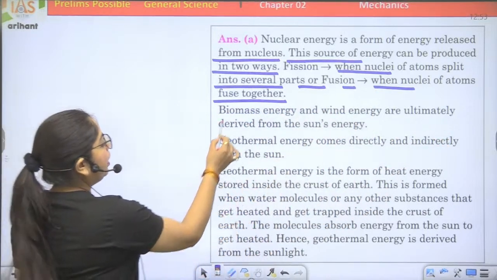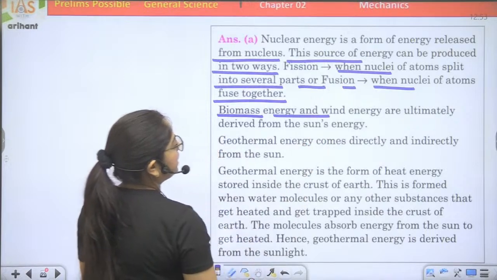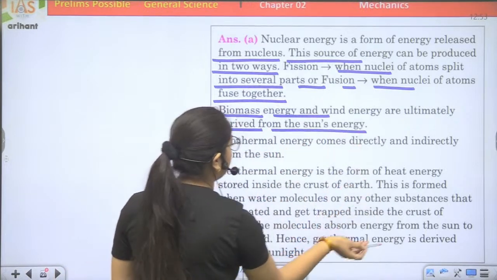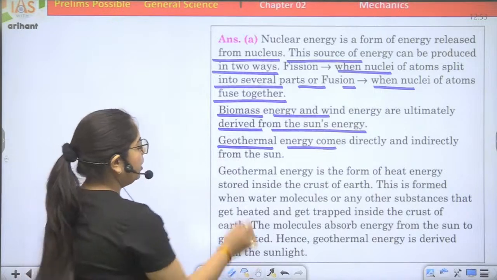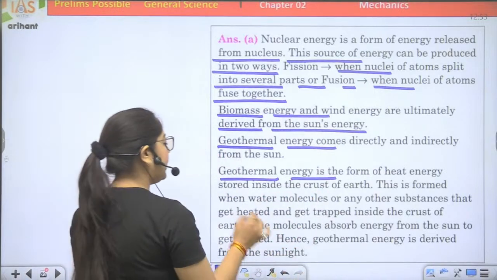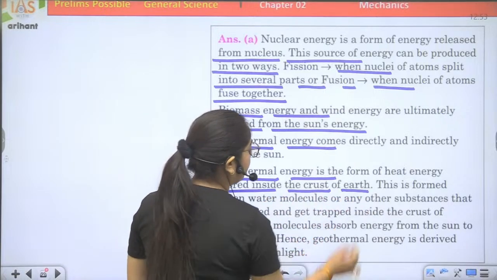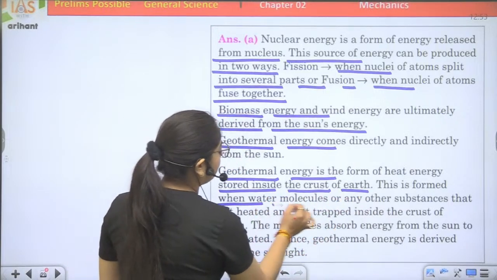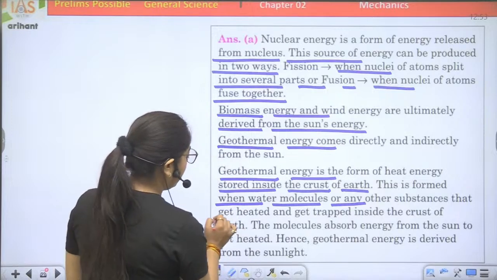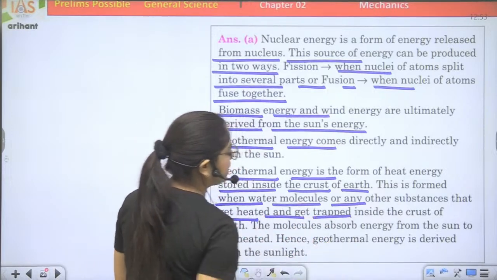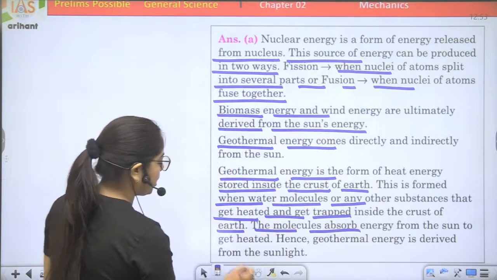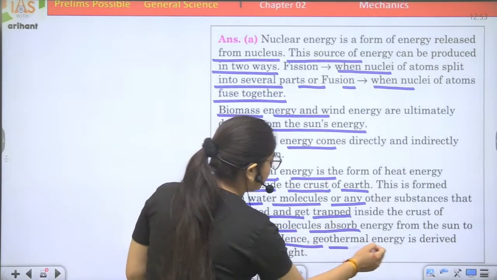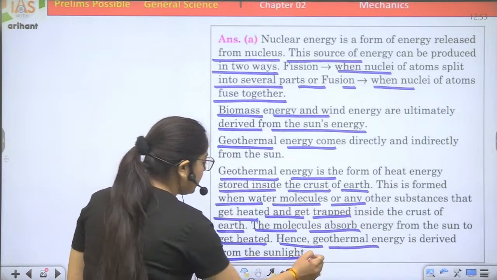See? Biomass energy and wind energy are ultimately derived from the sun's energy. Geothermal energy comes directly and indirectly from the sun. Geothermal energy is the form of heat energy stored inside the crust of the earth. This is formed when water molecules or any other substance get heated and trapped inside the crust of the earth. The molecules absorb energy from the sun to get heated. Hence, geothermal energy is derived from sunlight.